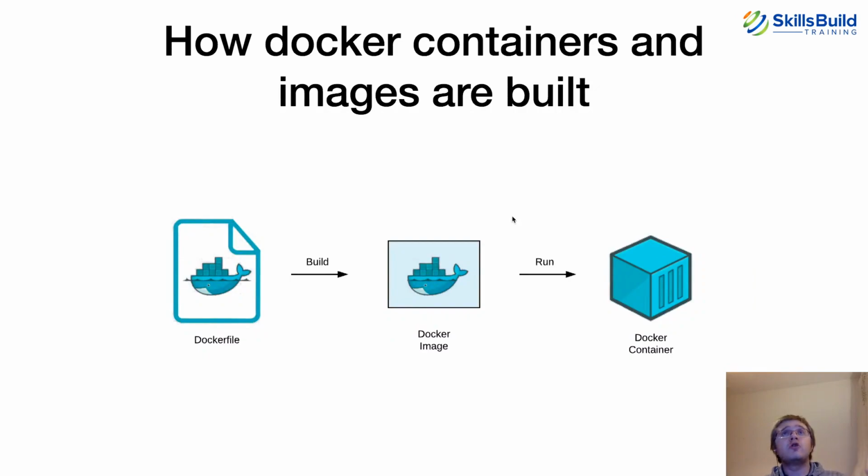Now let's look at how Docker containers and Docker images are built. It starts with a Dockerfile, which is a text-based file where a single command is represented on each new line. This Dockerfile is used to create or build Docker images, which, as you remember, are read-only. These Docker images in turn are used to create or run Docker containers, where you're permitted to do read and write operations.